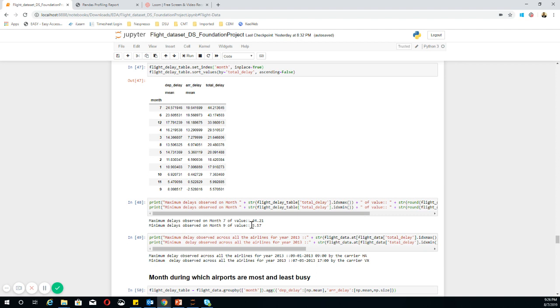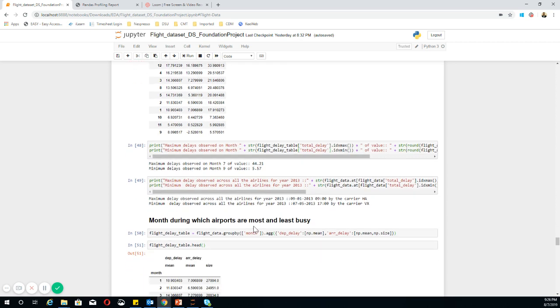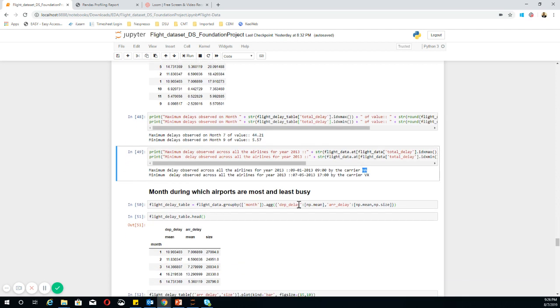So that is a mean of 44 minutes for the maximum delay and a mean of 5.5 minutes for the delay in the month of September. We have also calculated the highest and the lowest overall on the data set for the year 2013. The maximum delay was observed on 9th of January for HA airline, and the minimum was for VX airline on May 7th. That is one more observation we have made.